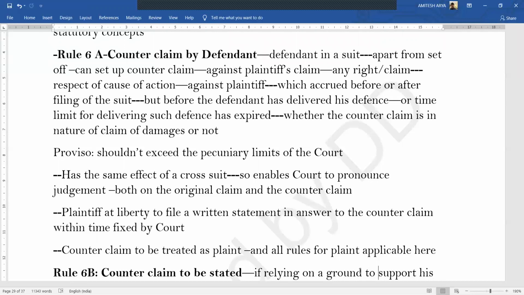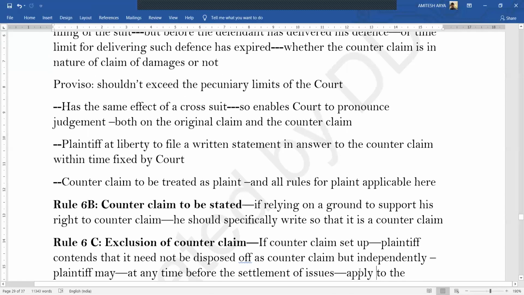It has an effect of a cross suit. That is, here also the court will be enabled to pass judgment in respect of the original suit, original claim, and the counterclaim. Now, the plaintiff here is at liberty to file a written statement and reply to it, and the counterclaim will be treated as a plaint. All rules of a plaint will be applicable.